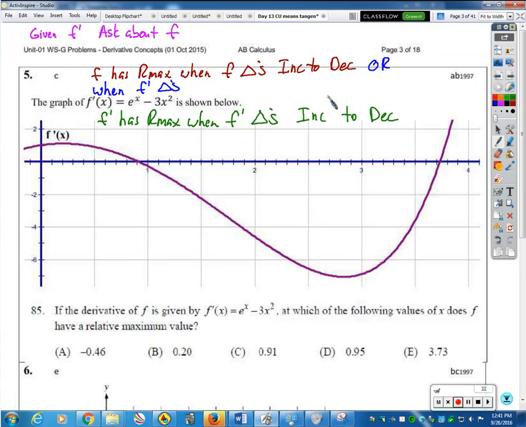Kennedy. So Kennedy says positive to negative. How many agree with Kennedy? 5 tickets. This one could be related as well. You can put a big or here. So f prime has a relative max when f prime changes increase to decrease, or when somebody puts the whole statement there.